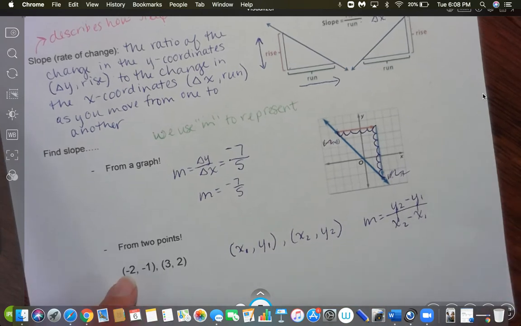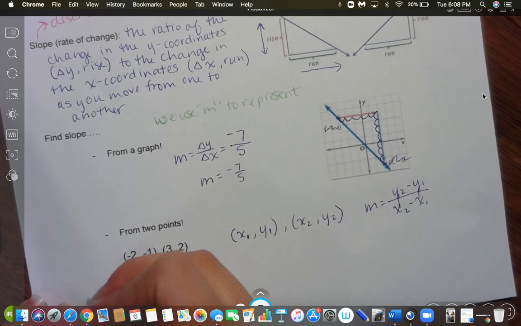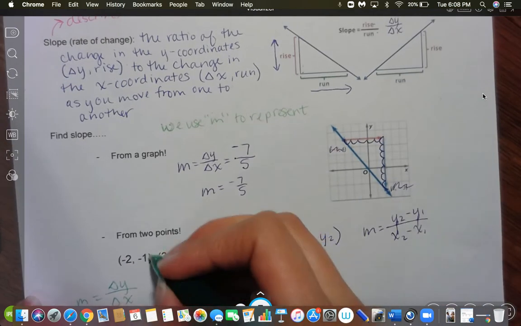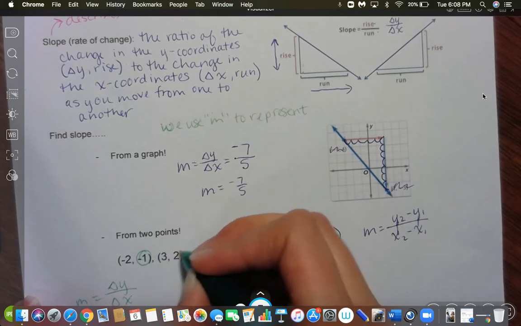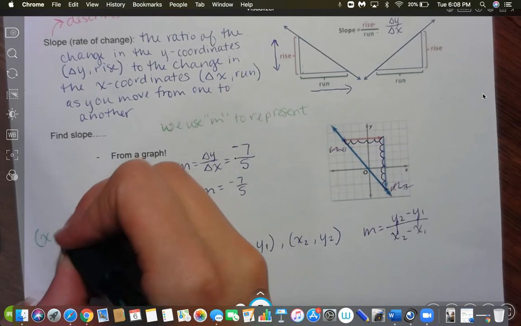So here are our 2 points for this one. So let's find our slope. It's change in y over change in x. Let's find our change in y. So our y values are the second values, right? If we have a point, it's x, y.